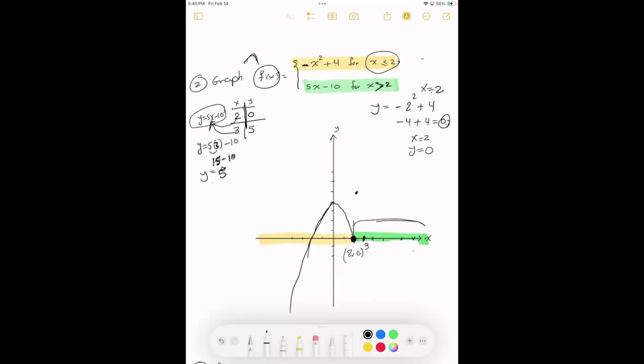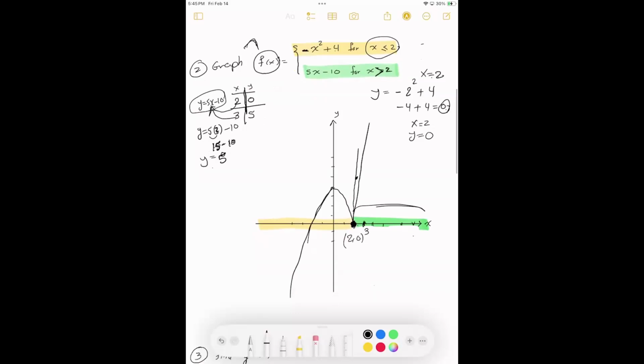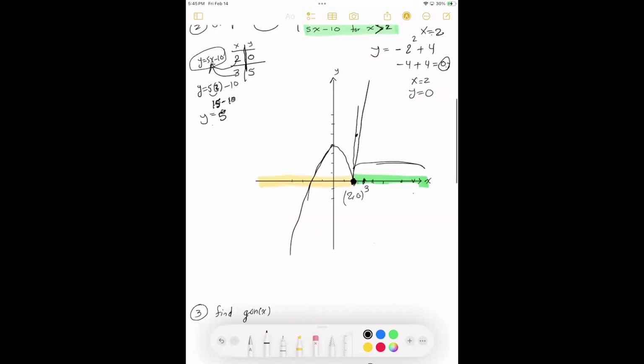I connect these two, extend from both ends. Let me just get this correct. My point is off. That's it. Let me just get rid of these. So I connect these two. And that is my graph.